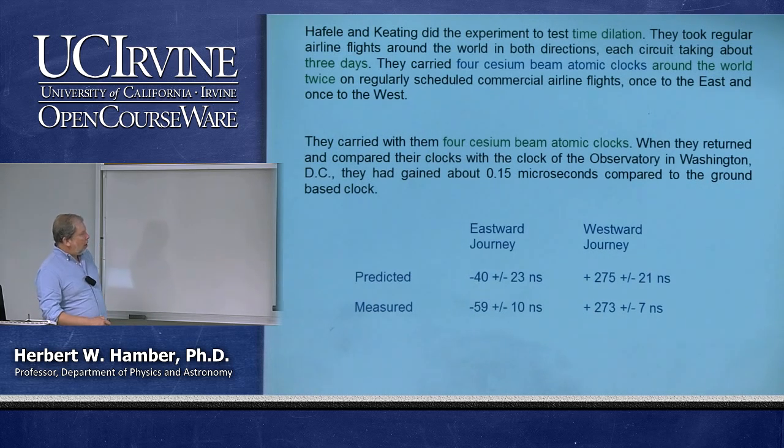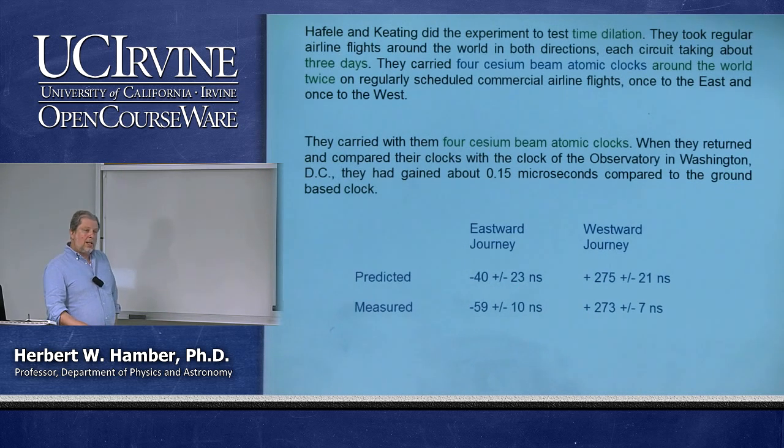Here is another summary of what they actually measured and what they calculated on the eastward and westward journey. They first tried to estimate what the theoretical prediction was in both cases, and then they compared it with their measurements. As you can see, the measurements are actually quite close to the predicted numbers.